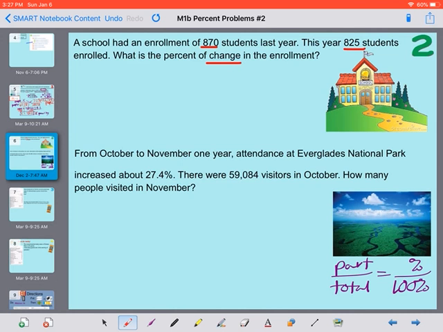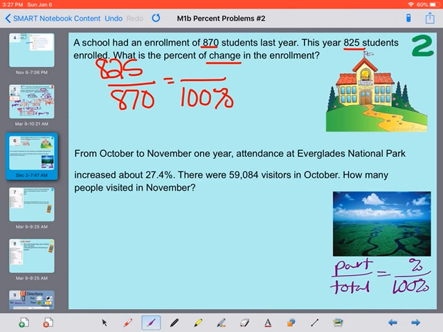So we know that there was a total of 870 students. We have 825 students this year. So out of 100%, first we can figure out what percent is the 825. So we can cross multiply. The reason I put this on the bottom is because that was the total. They want to know what is the percent change. So it changed to this number. That's why I put that number on the top. So 870 times x is 870x.